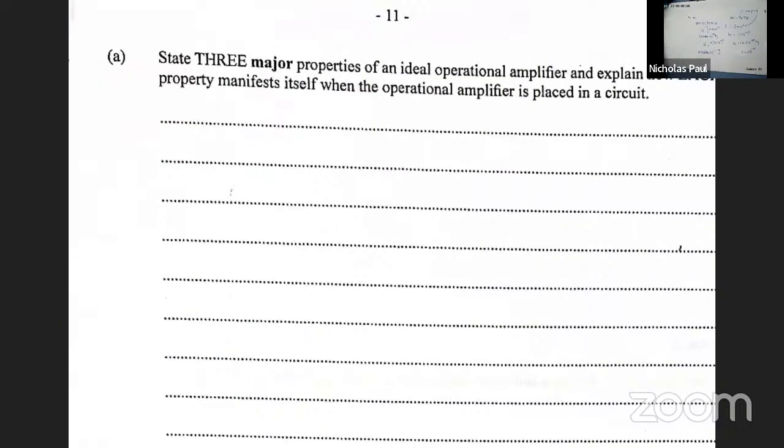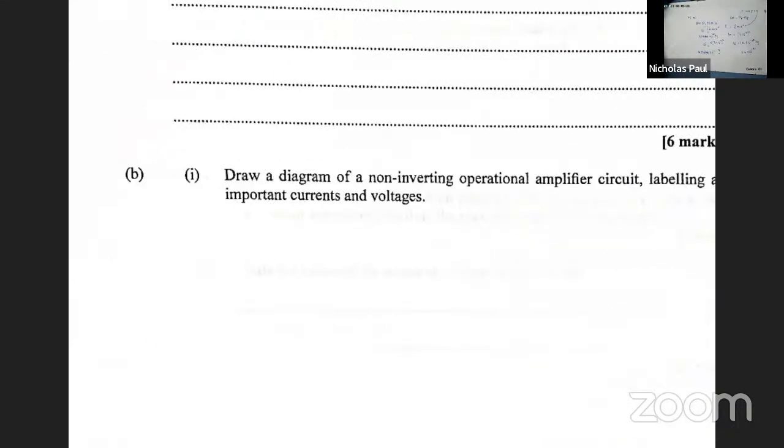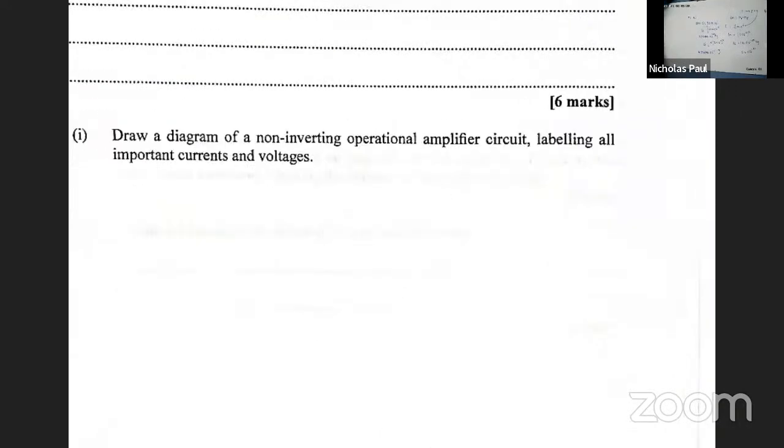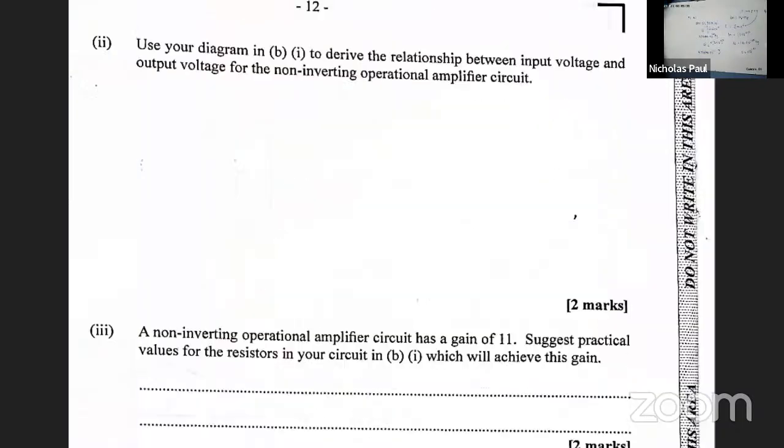Right, but part A, okay? The 3 major properties of an ideal op-amp. Infinite gain, infinite input impedance, and zero output impedance. Draw a diagram of a non-inverting amplifier. Use the diagram in part B1 to derive a relationship between the input and output for the non-inverting amplifier.